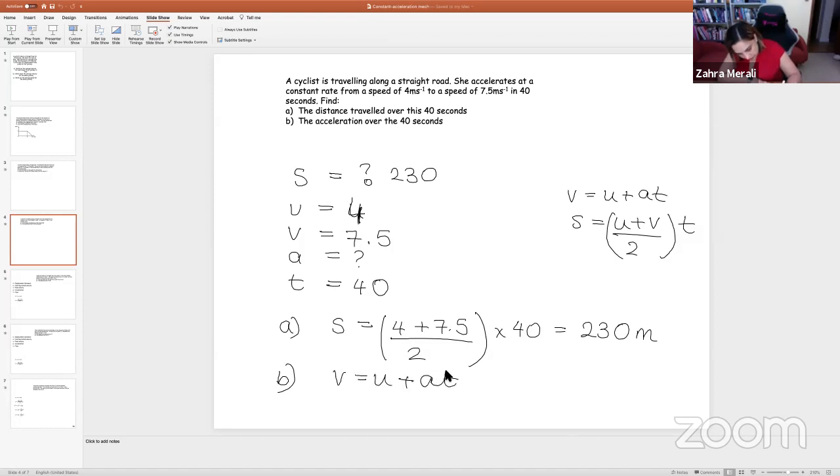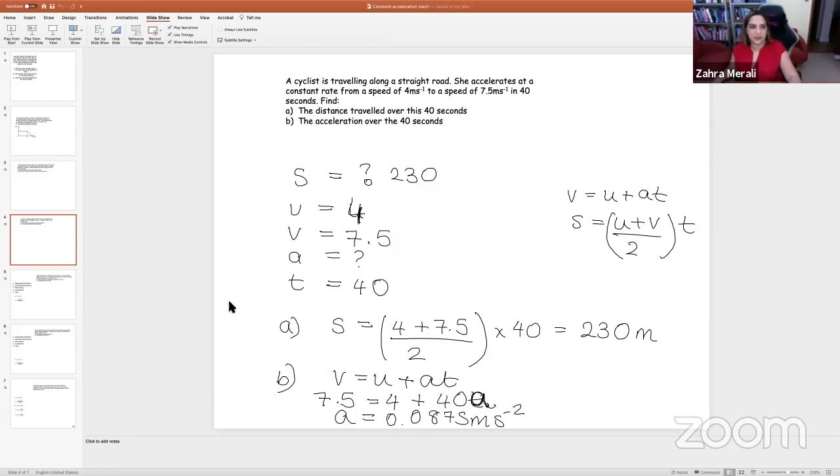We plug in the numbers we know. We know v is 7.5. We know u is 4. We don't know a, and we know t is 40. So we get 7.5 equals 4 plus 40a. Clearly it's too late for me today. So the acceleration, we rearrange that and we get 0.0875 meters per second squared. So that's one example of what we might use.